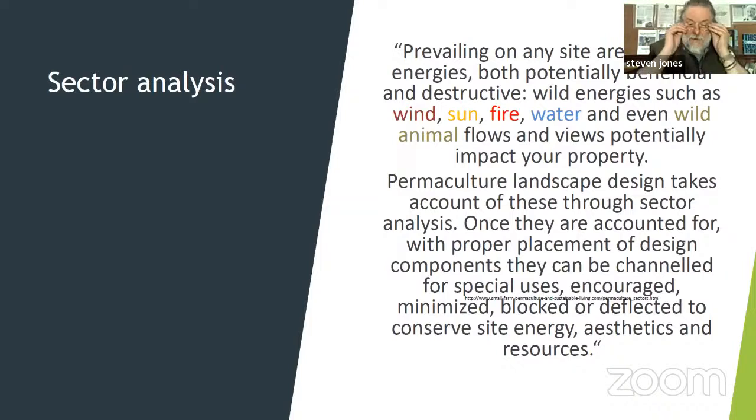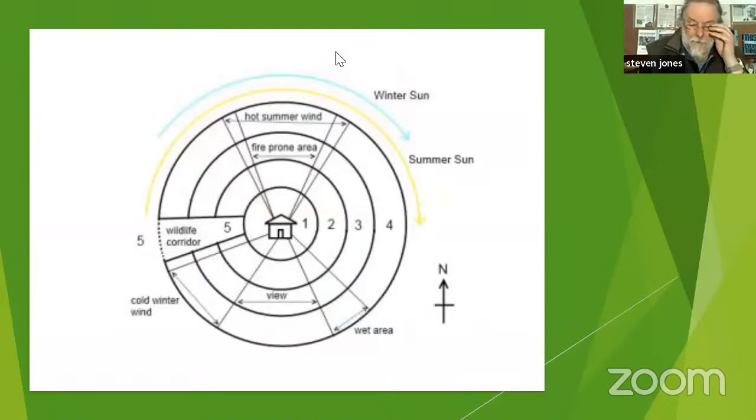So it says here, on any site are powerful energies, both potentially beneficial and destructive. Wild energies like the wind, sun, the danger of fire, water, even wild animal flows, and use potentially, all impact on the property. So permaculture landscape design takes account of these through sector analysis. Once they are accounted for, and with placement of design components, they can be channeled for special uses, encouraged, minimized, blocked, deflected, aimed to conserve site energy, aesthetics, or resources.